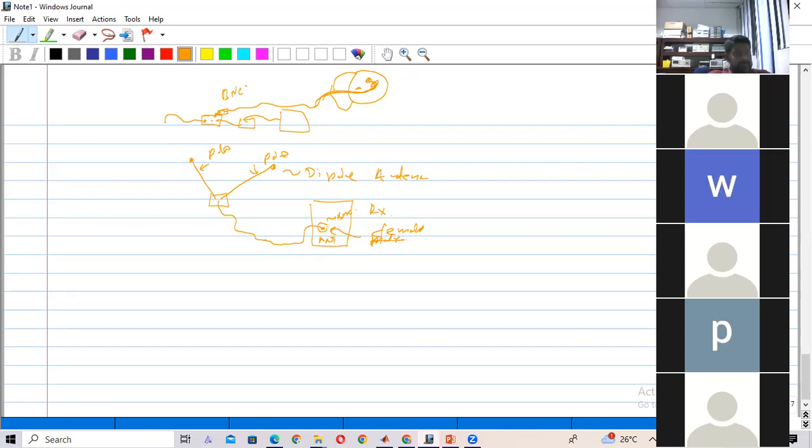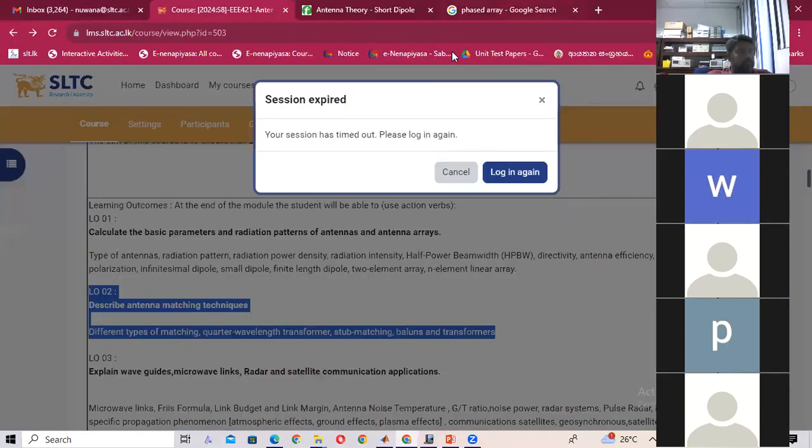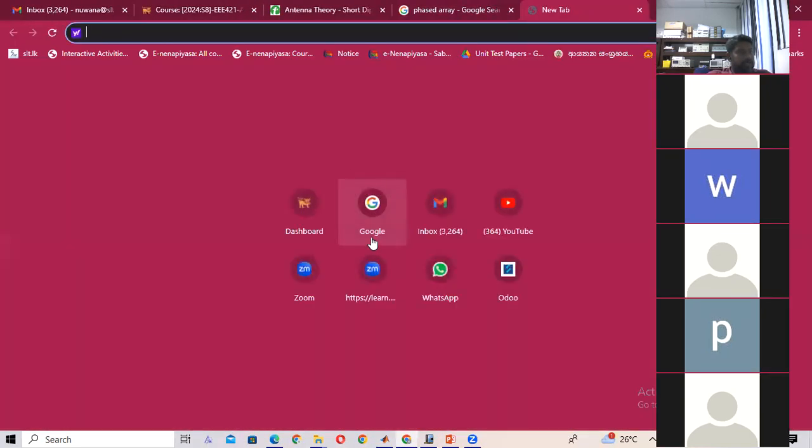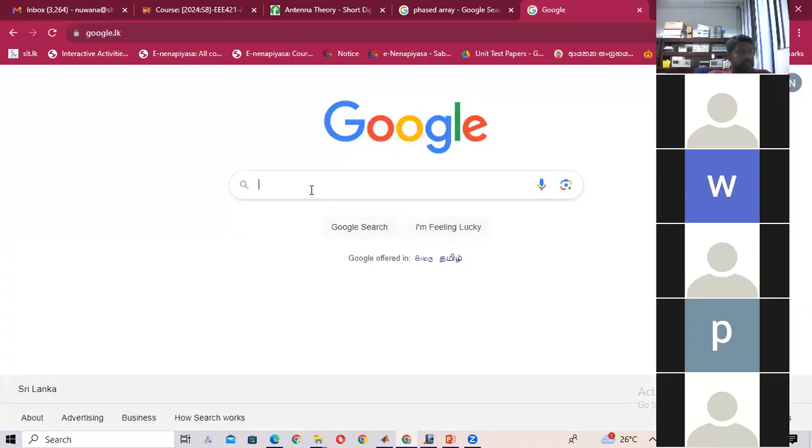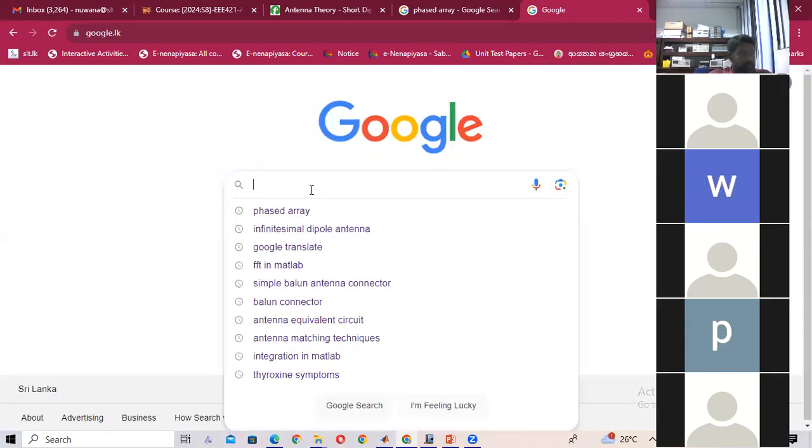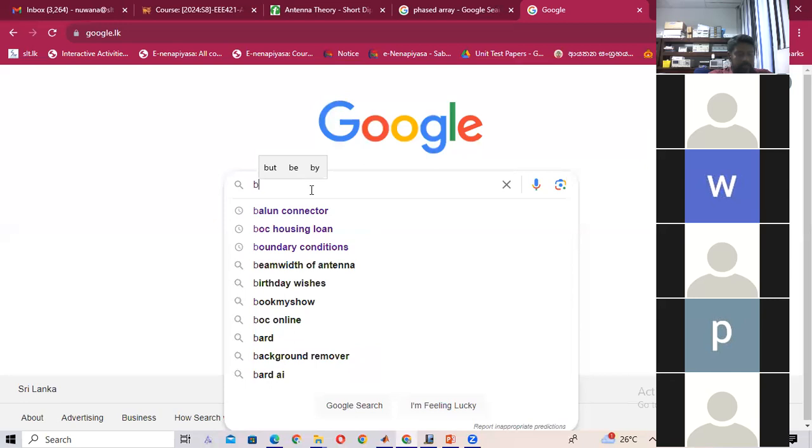That means it's a balanced system, and this dipole is not a balanced structure. It is an unbalanced structure. So actually we need to have a balun between the TV and this antenna. So maybe you can remember that, if you are still using an antenna to see the television.